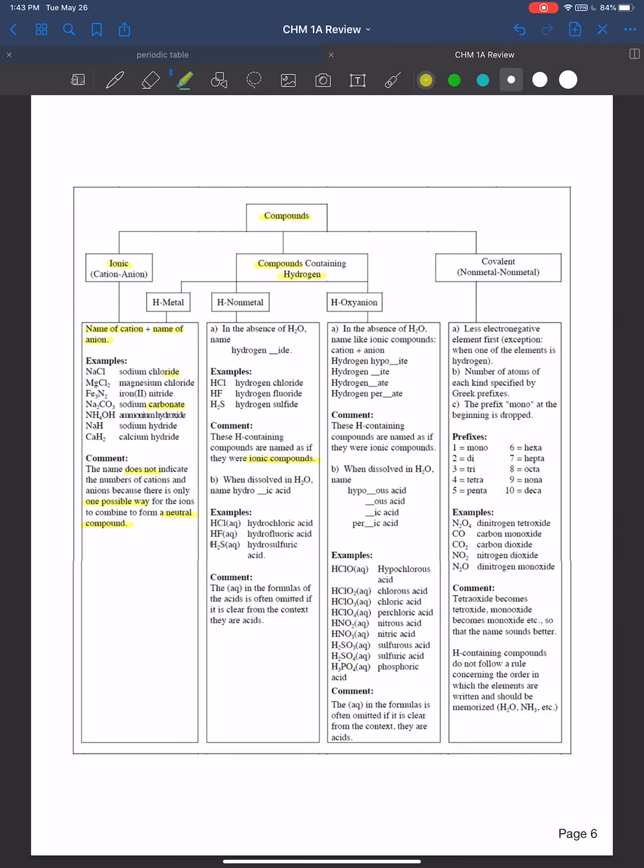However, when we purchase a lot of these types of materials, they're usually dissolved in water. And therefore, the name changes to hydro-ic acid. So as you see here, HCl(aq), aq stands for aqueous, means it's dissolved in water. It's hydrochloric acid. HF turns into hydrofluoric acid. H2S is hydrosulfuric acid. And the aq in the formulas of the acids, once again, sometimes is omitted because usually it's clear from the context that they are acids.